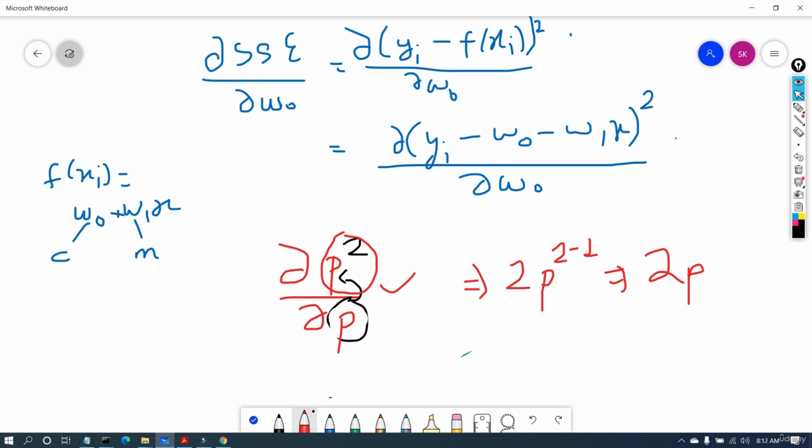So what we did was, whatever we have in the power, we will just drop this down. Whatever we have in the power is 2, so we just drop that down over here. And we have the base over here, which is p. And now this power, whatever we had initially, should be subtracted by 1.